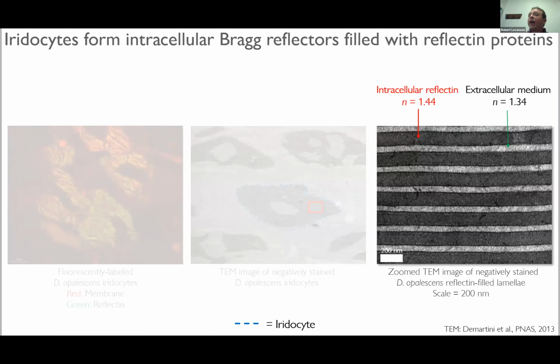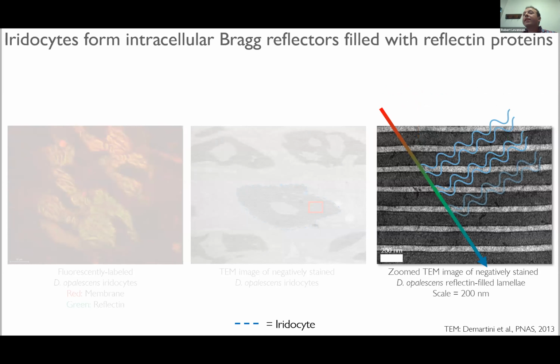There's a difference in the refractive index between these two areas. And so as light travels through this Bragg reflector, at the interfaces, light gets reflected, and based upon the spacing and refractive index contrast, we reflect light of different wavelengths.